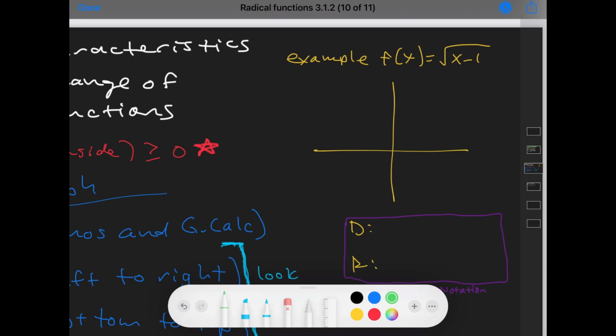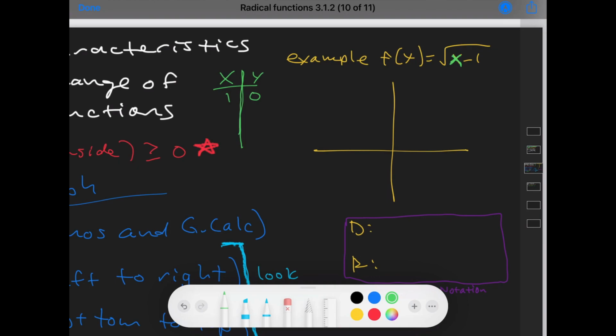Okay, so let's just say I was doing this by hand. I just want to show you guys by hand. I could just make a table of values and think of nice numbers. So when I put in a value of x, it's going to give me some kind of nice value. So if I put in 1, 1 minus 1 is 0, and the square root of 0 is 0.